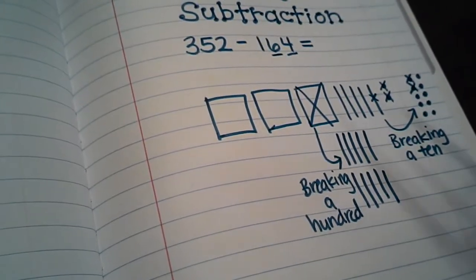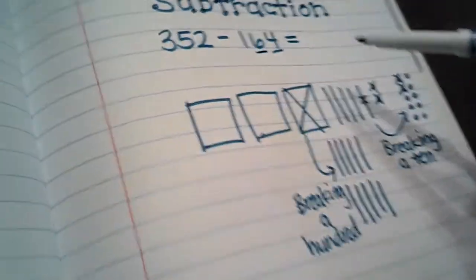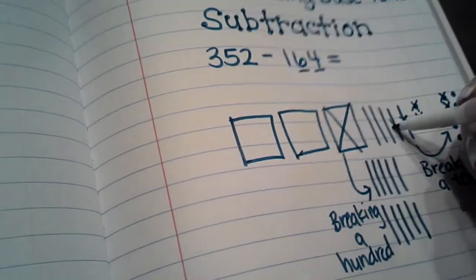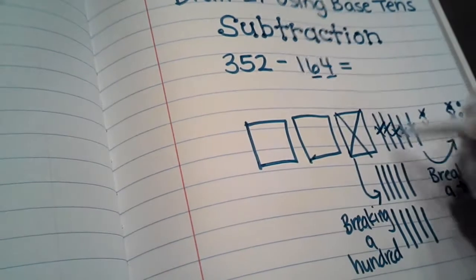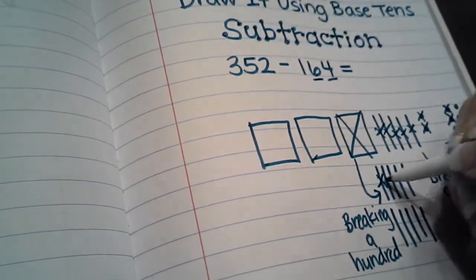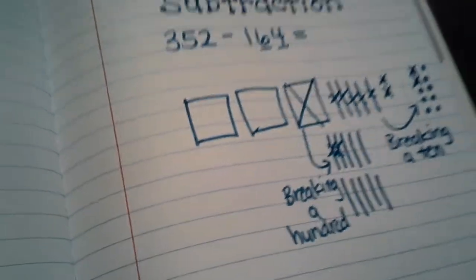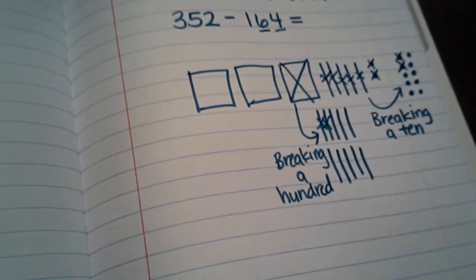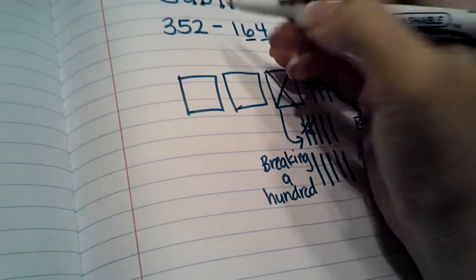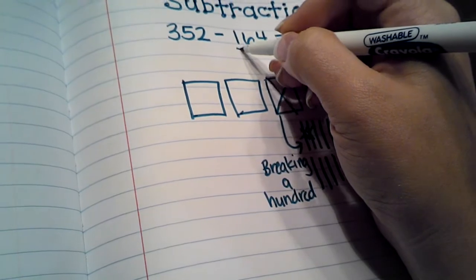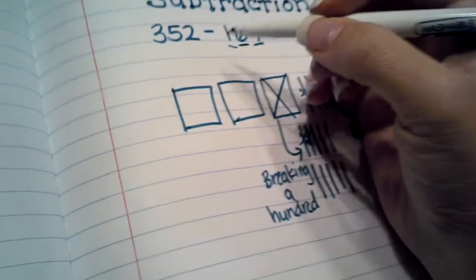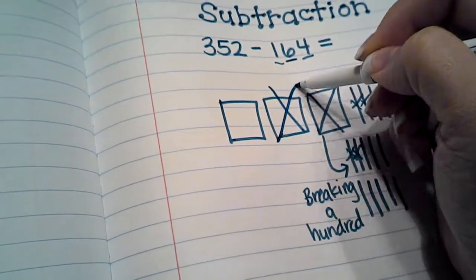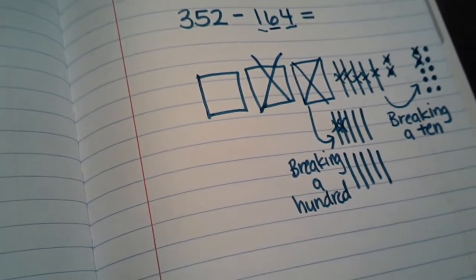Okay, now I have enough longs where I can cross off 6 of them to subtract. So 10, 20, 30, 40, 50, 60. I just showed subtracting 60 with my drawing. So now I can move over to the hundreds. In the number 164, there's 100. So I'm going to cross off a flat to show subtracting 100.